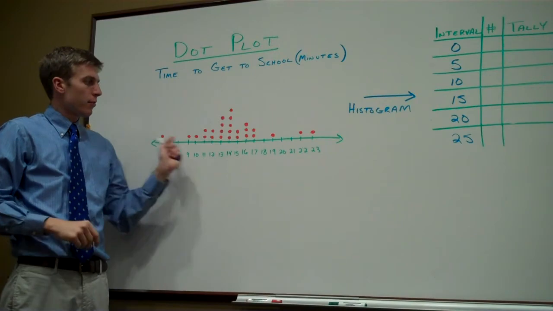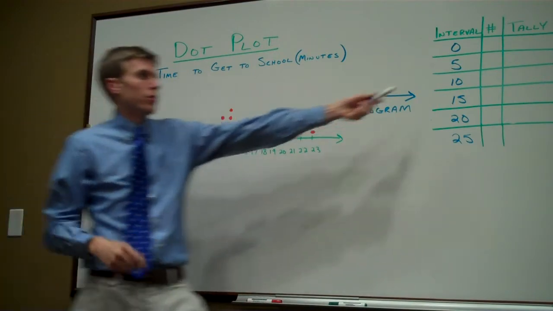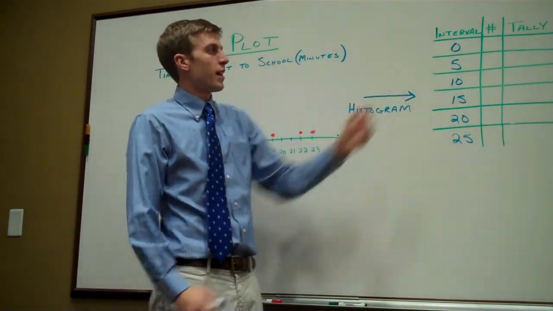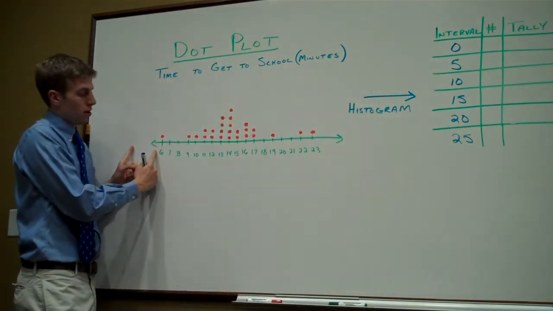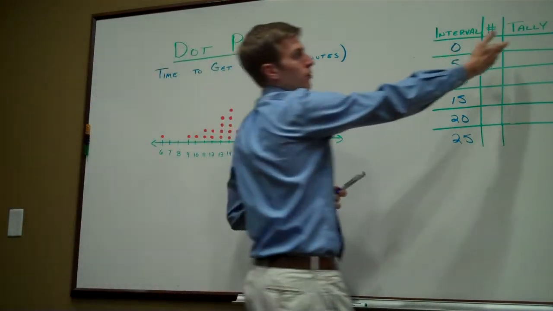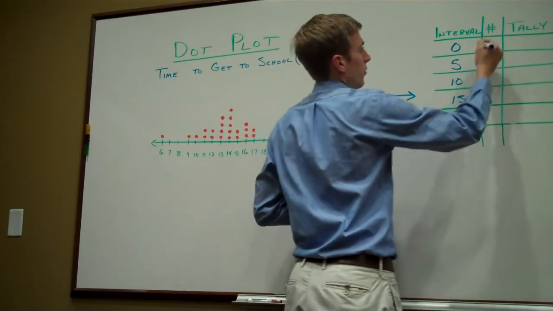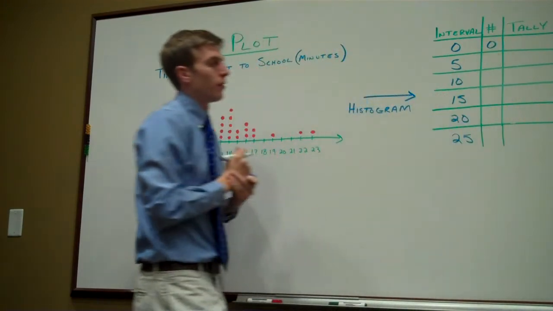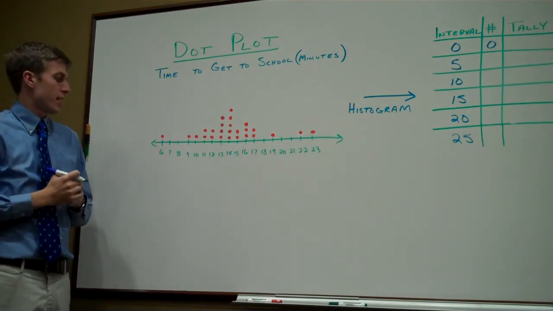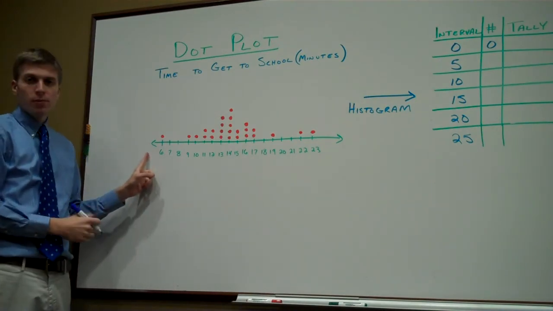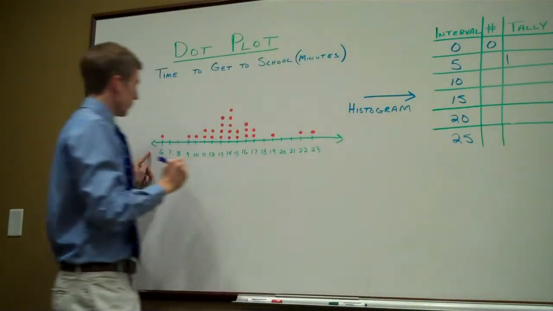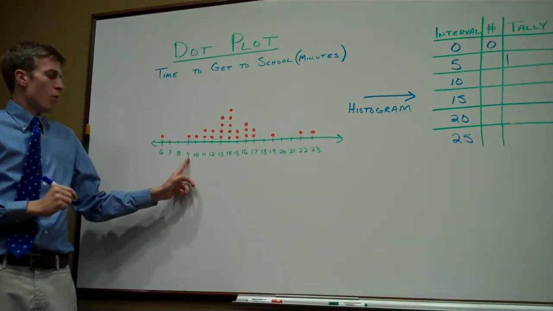The next thing we need to do is count my dots. And we're going to keep a tally of those using my table. So if I look at the interval from 0 to 5, we look at my dot plot. There are no students who take 0 to 5 minutes, so there are no tallies. Therefore, the number of students must also be 0. If we move on, the next interval is from 5 to 10. So 5, it doesn't show up, so there's no one there. We have 1 for 6, so make a tally. None for 7, none for 8, 1 for 9.